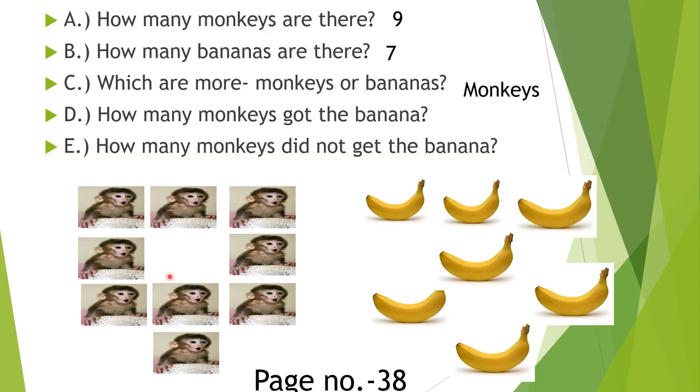And D part is how many monkeys got the banana? कितने monkeys हैं जिनको banana प्राप्त होगा? How many monkeys in this picture? 1, 2, 3, 4, 5, 6, 7, 8, 9. 9 monkeys. And how many bananas in this picture? 1, 2, 3, 4, 5, 6, 7. 7 bananas in this picture.